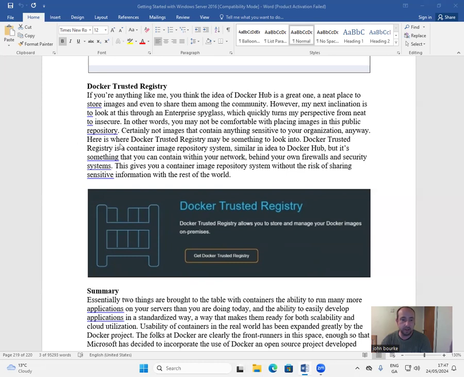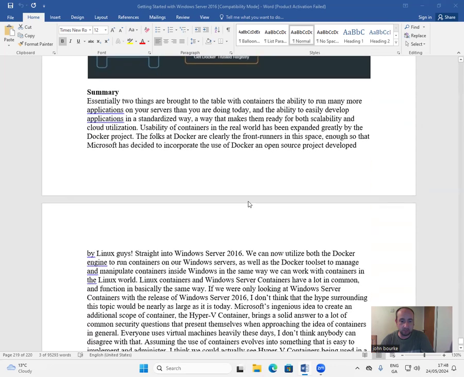Anyway, here is where Docker Trusted Registry may be something to look into. Docker Trusted Registry is a container image repository system, similar in idea to Docker Hub, but it's something that you can contain within your network behind your own firewalls and security systems. This gives you a container image repository system without the risk of sharing sensitive information with the rest of the world.